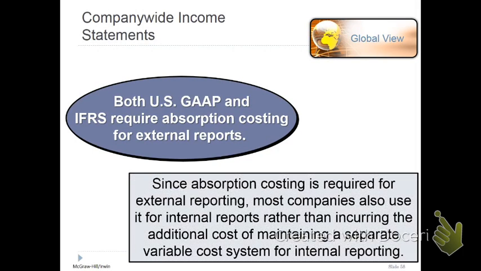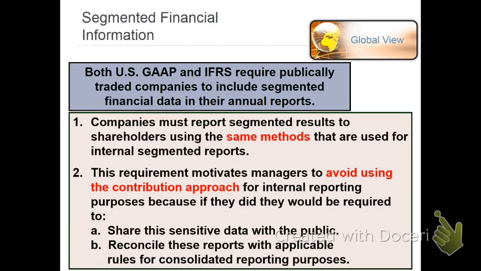Keep in mind, you have to use absorption costing for GAAP and IFRS. Remember, International Financial Reporting Standards. Because of that, most companies use it for internal reports and don't use variable costing other than to perhaps calculate break even or perhaps take their data and try to manipulate it. Should companies perhaps keep 2 sets of books in order to account for variable costing? And the answer is yes, but do they? And the answer is no.